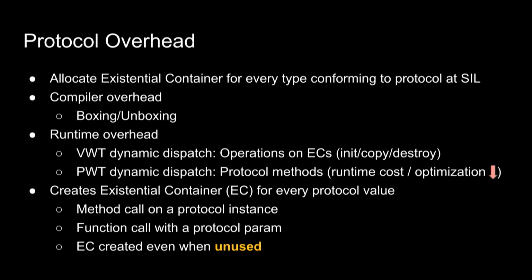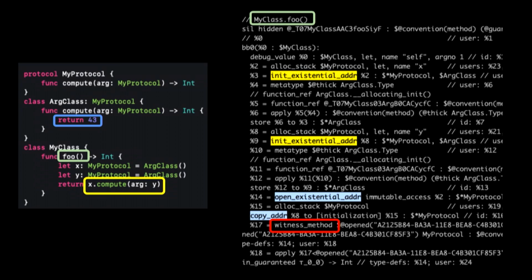What does this mean exactly? Let's take a look at an example. Here we have a protocol called myProtocol, which has a function called compute. It takes an argument of myProtocol and returns an int. Then we have a class called argClass, which conforms to myProtocol and returns a hardcoded integer in the compute function. Note that the protocol argument is not used here.